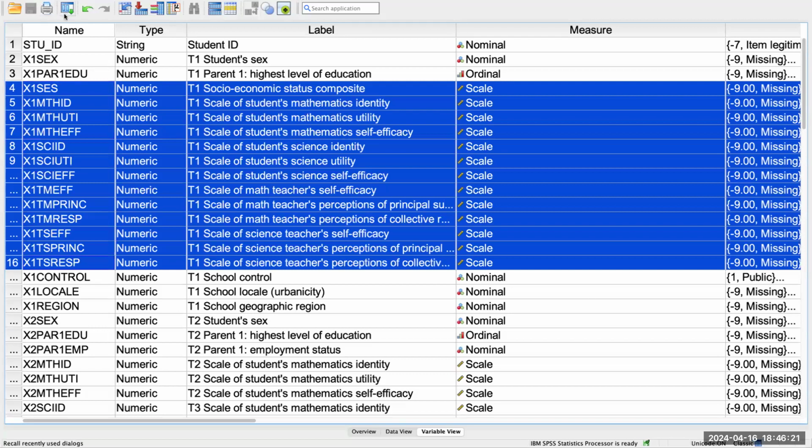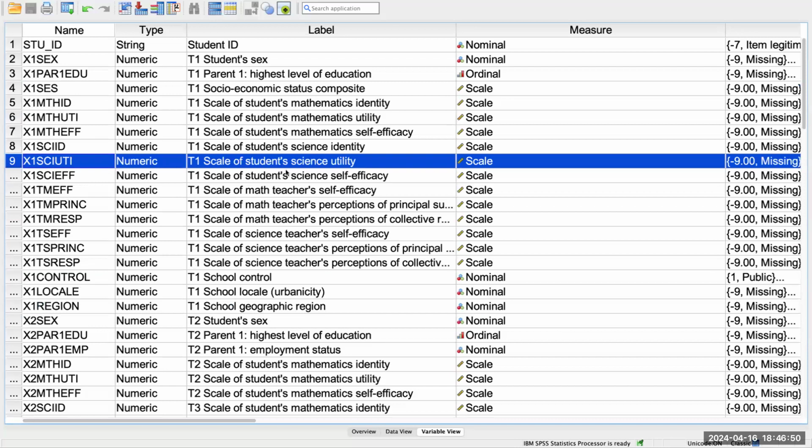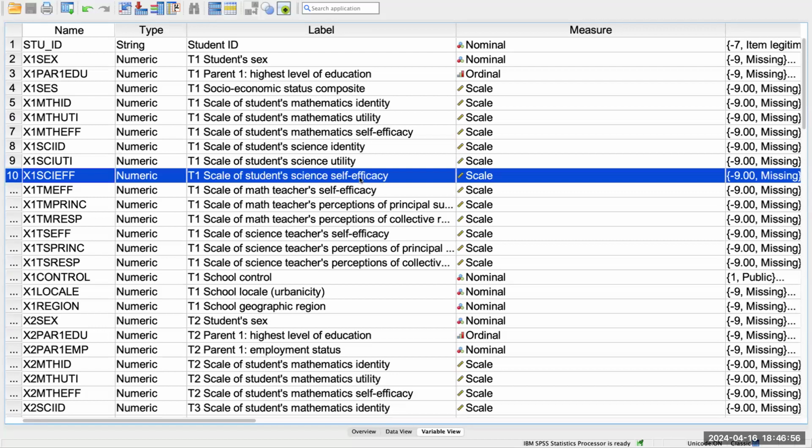I could say, what is the relationship between the student's mathematical identity at time 1 and their mathematical utility at time 1, whatever that means. But you can see those are two variables. They're both scale. Or, for example, what is the relationship between the student's science self-efficacy, right here, the student's science utility score, and the student's science self-efficacy score? Does everybody see that? What I'm doing there and how am I going into the data set?